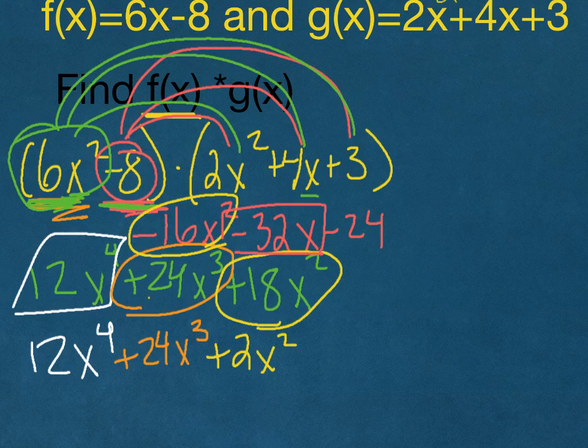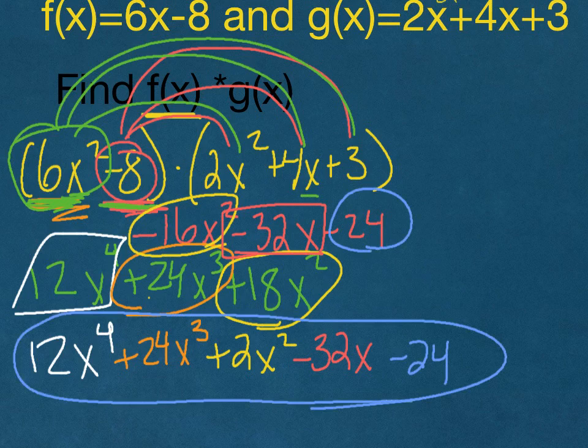Next I see just my x term, so with nothing there, I'm just going to bring it back down, nothing to combine it with. And last but not least, this minus 24 has nothing to go with. So this is going to be my final answer when I multiply.